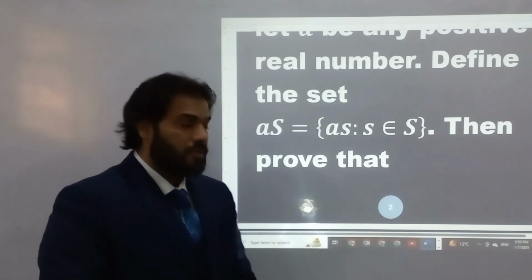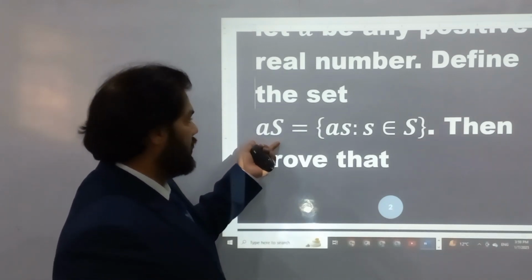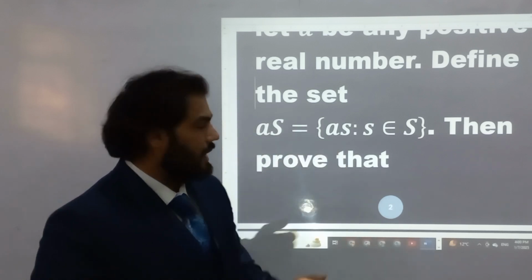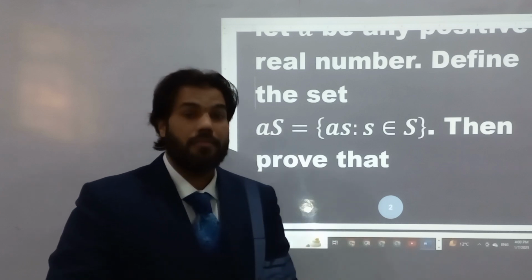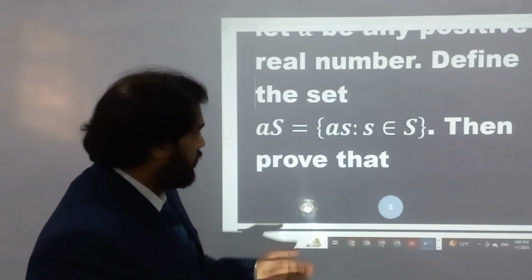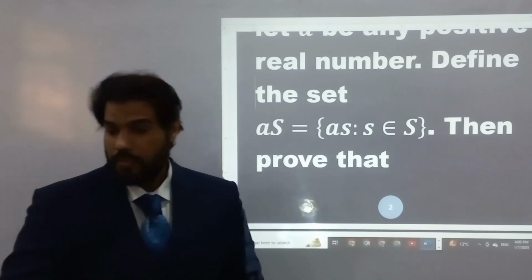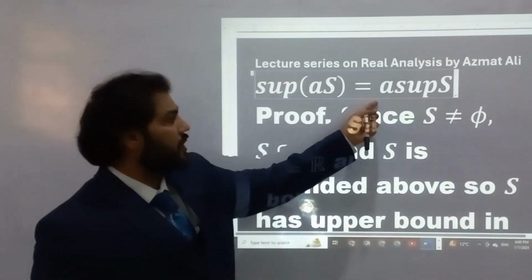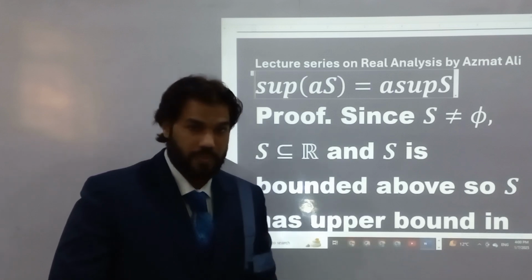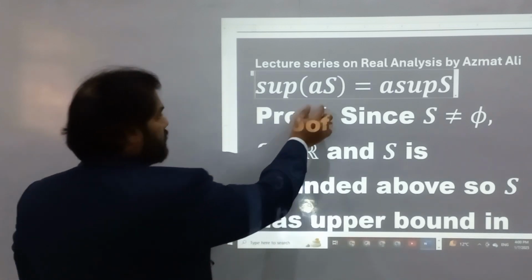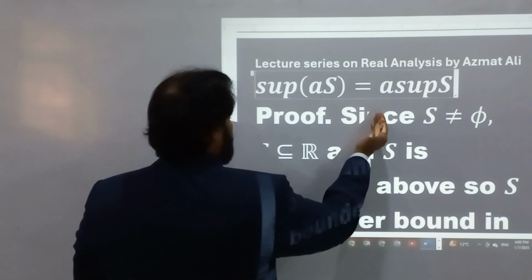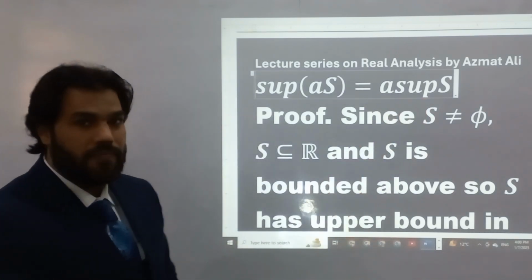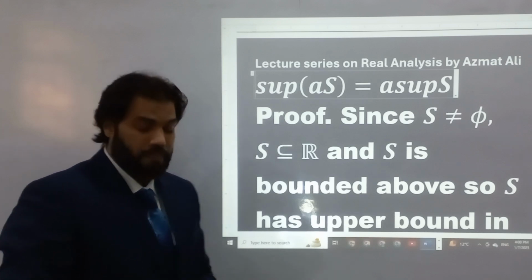Now we define a new set AS, which is actually the product of elements of set S with a real number A. Then prove that supremum of AS is equal to A times supremum of S. Meaning to say, when we apply supremum to this set, it will be the product of the real number and the supremum of set S. We can verify this property firstly by an example.